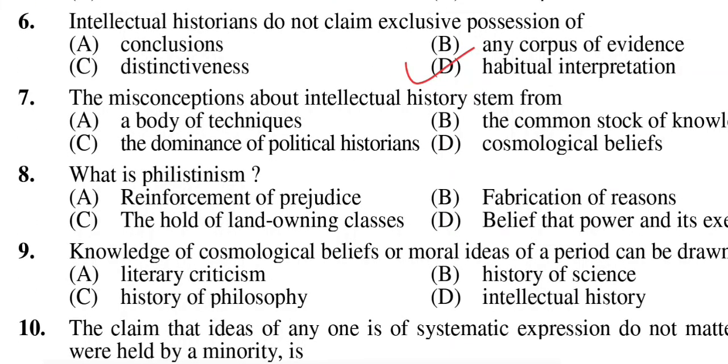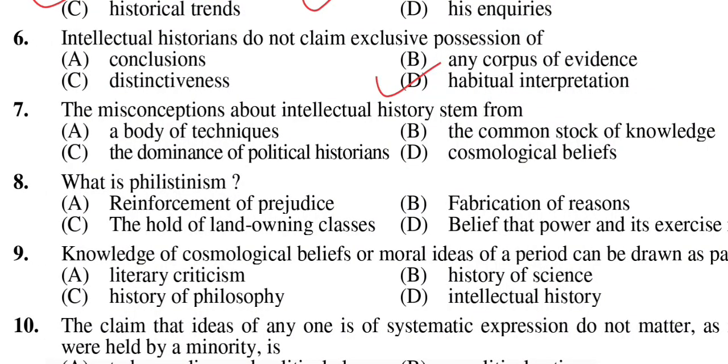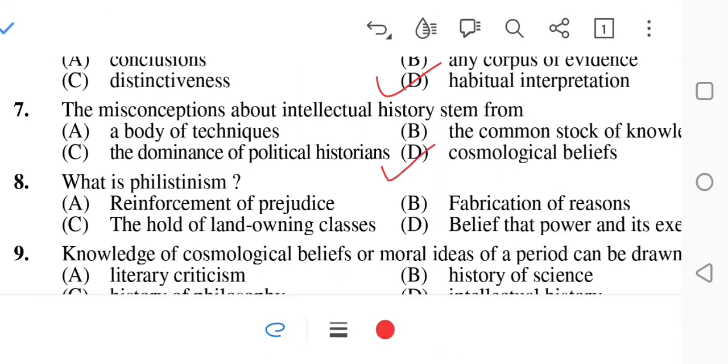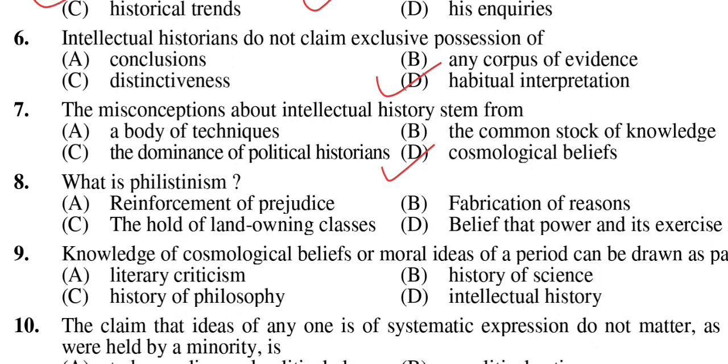Number 7: the misconceptions about intellectual history stem from a body of techniques, the common stock of knowledge, the dominance of political historians, cosmological beliefs. The correct answer will be the dominance of political historians. I often repeat the same thing related to comprehension and question answer: here in this comprehension question, you don't have to use your own brain. Whatever you have read in the given passage, under that understanding you have to solve the question. Do not go beyond the passage.